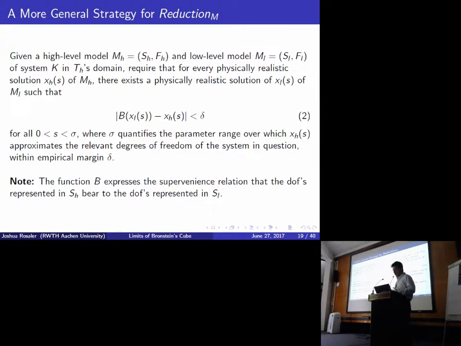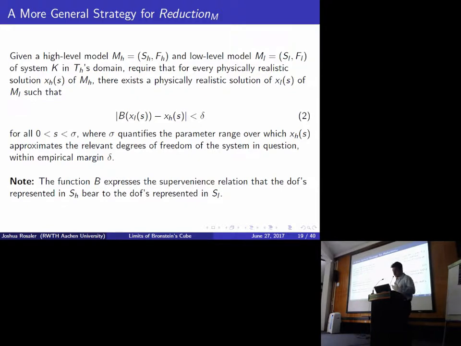So if we're given two models of the same system, a high-level model and a low-level model, in the high-level theory's domain we require that for every physically realistic solution of the high-level model, there exists a physically realistic solution of the low-level model such that they agree, such that the trajectory on the high-level state space induced by the low-level solution approximates the high-level trajectory within an empirical margin of error delta, that characterizes the precision with which the high-level model describes the system itself.